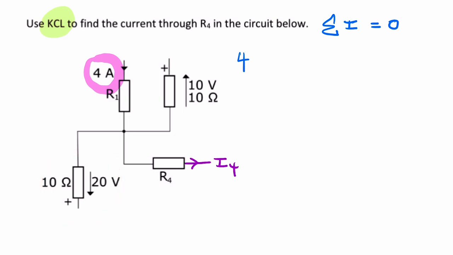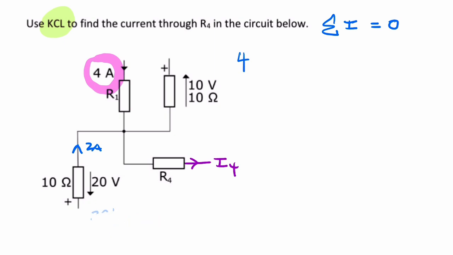Now it looks like we've got a potential difference of 20 volts over a 10 ohm resistor, and that's positive. So your current passing in this direction would be the potential difference divided by the resistance. So that's 20 divided by 10, 2 amps. So that's our current entering the junction.